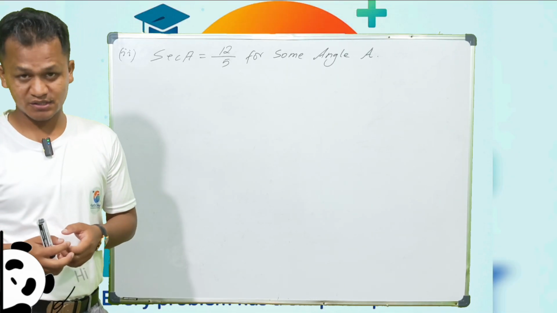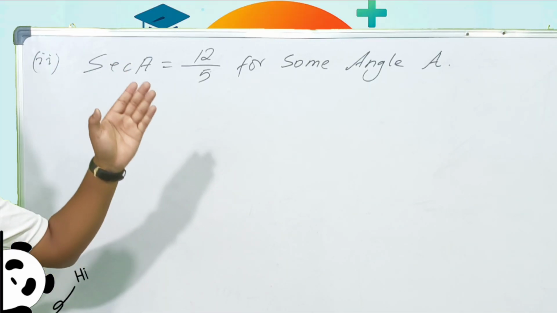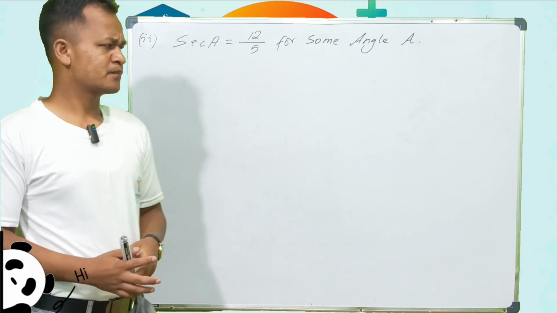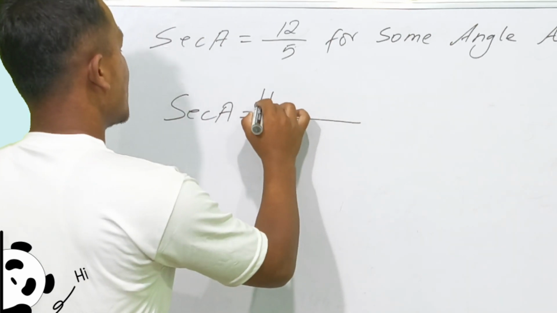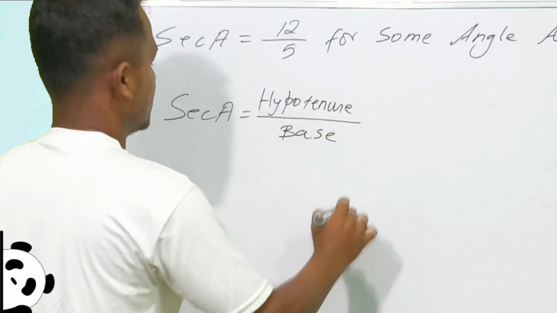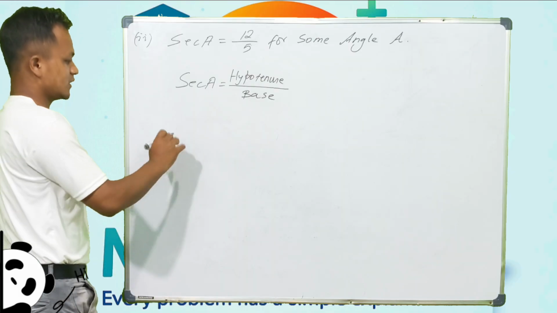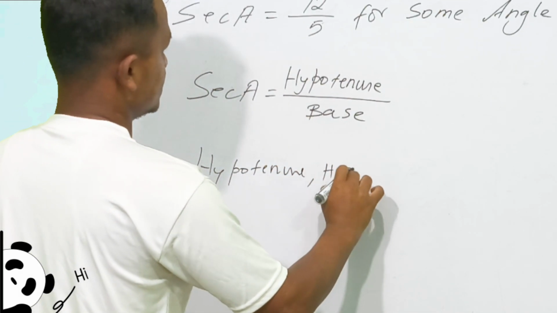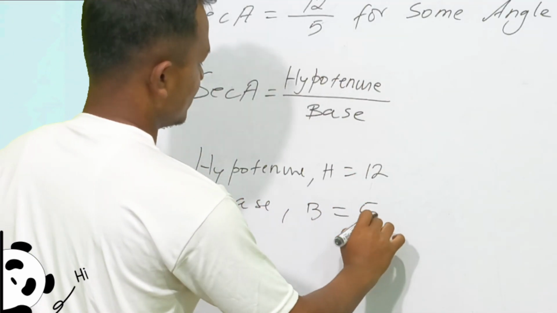Okay, so let's move on to the second question. If you look at the second question, it says that sec A is equal to 12 by 5 for some angle A. And we need to prove whether this statement is true or false. Now, the trigonometric ratio of sec A is equal to hypotenuse by base. If you compare this trigonometric ratio of sec A with the given one, we can say that hypotenuse H is equal to 12 and base B is equal to 5.